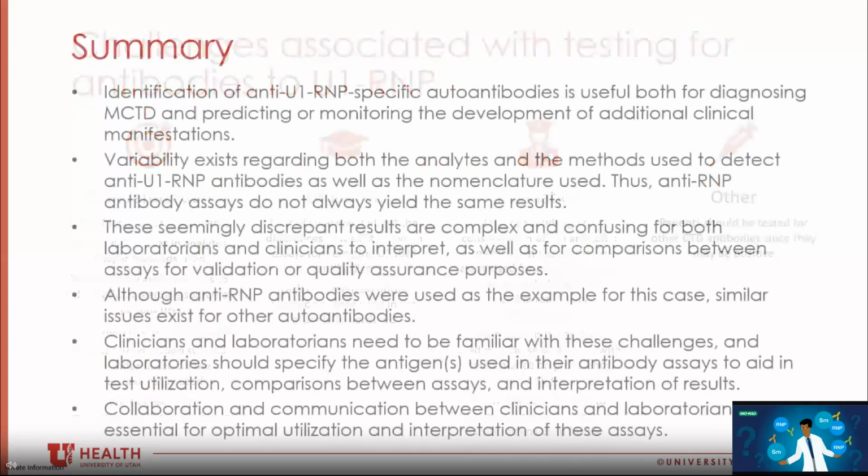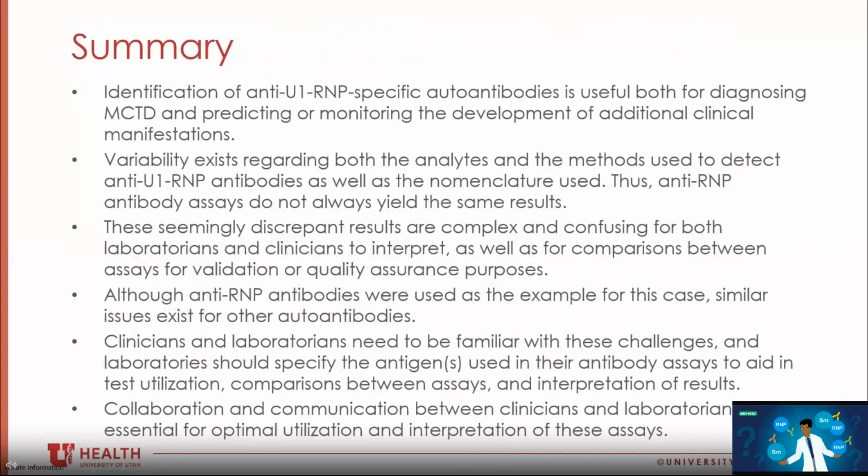In summary, identification of anti-U1-RNP specific antibodies is useful for both diagnosing mixed connective tissue disease and predicting or monitoring the development of additional clinical manifestations. Variability exists regarding both the analytes and the methods used to detect anti-U1-RNP specific antibodies, as well as the nomenclature used. Thus, anti-RNP antibody assays do not always yield the same results. These seemingly discrepant results are complex and confusing for both laboratorians and clinicians to interpret, as well as for comparisons between assays for validation or quality assurance purposes.